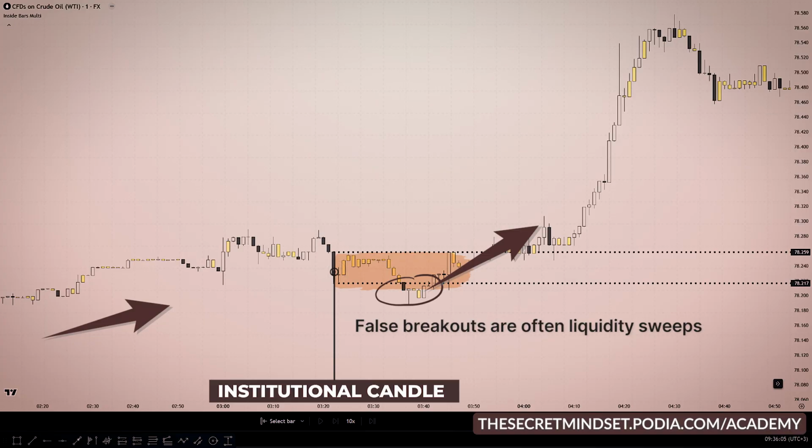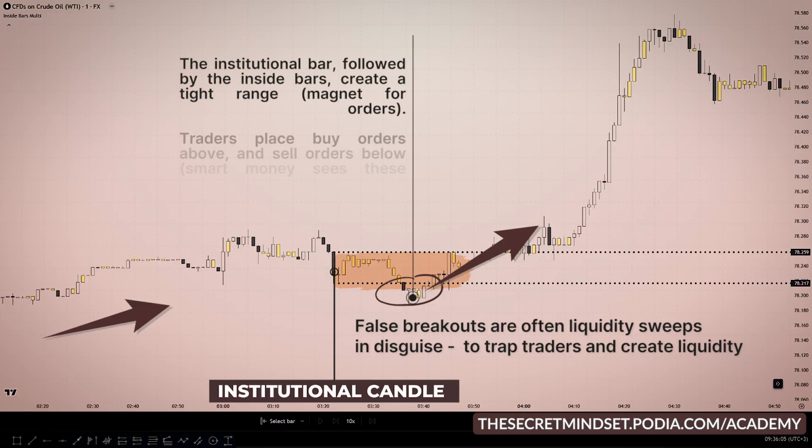You see, false breakouts are often liquidity sweeps in disguise. Big players use false breakouts to trap traders and create liquidity. The institutional bar, followed by the inside bars, create a tight range. This range acts like a magnet for orders. Traders place buy orders above and sell orders below, thinking they'll catch the breakout. But smart money sees these orders as liquidity pools.